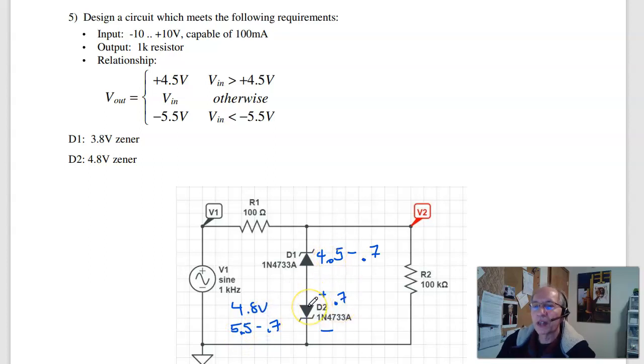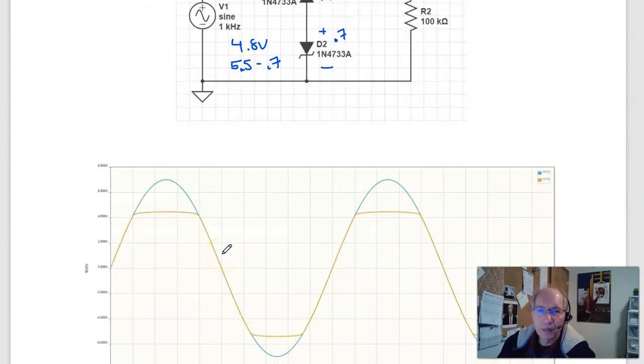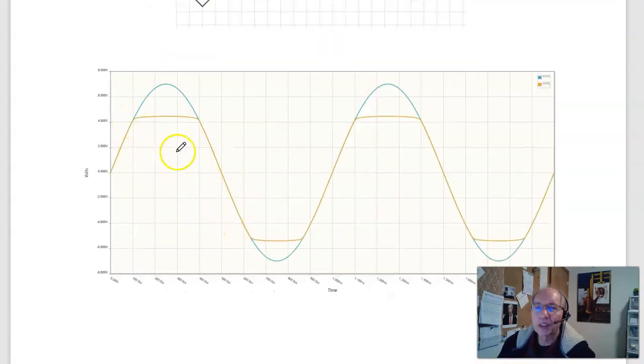If I then try that in CircuitLab, have V1 sweep going from minus 9 volts to plus 9 volts, I can see the first one turns on at 4.5 volts. The second one turns on at 5.5 volts. So that works.